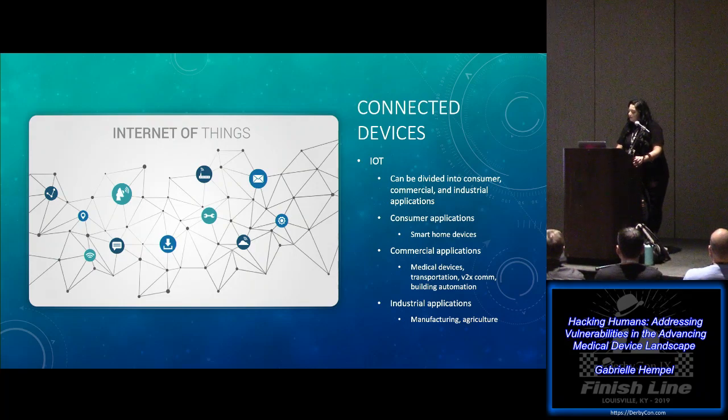Consumer applications are created for consumer use and can include connected vehicles, smart home devices, wearable technology, i.e. Fitbits or Apple Watches, connected healthcare technology, which we'll be discussing here, and appliances that have remote monitoring capabilities. Commercial applications are also comprised largely of medical devices. These devices are generally used for data collection, remote health monitoring, and emergency notification. Can also include transportation system controls, vehicle-to-everything communication, and building and home automation. Finally, industrial applications of IoT devices can include manufacturing devices, especially control systems, and agricultural devices.